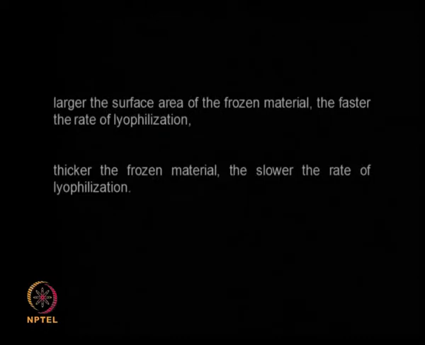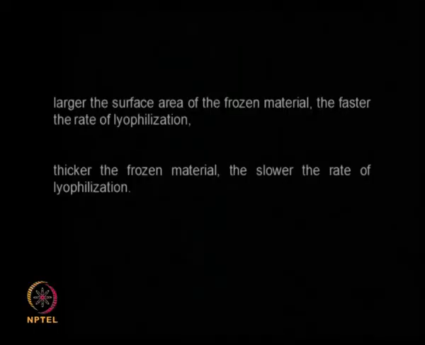Okay. So the larger the surface area of the frozen material, the faster will be the rate of lyophilization. This is obvious. So if I have a large lyophilizer area, then we can do the lyophilization process very fast. The thicker the frozen material, the slower the rate of lyophilization, right. Again, when you have thick material, the vapor that is formed when you apply vacuum and heat has to pass through this thick frozen material before it can be collected in the condenser. So that process is going to be slow. So the thicker the frozen material, the slower will be the rate of lyophilization.